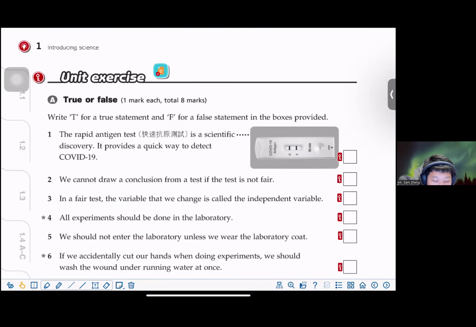While the unit exercise is the further exercise for you to do the revisions. If you have any other questions, please ask in the Google Classroom. I hope this video can help you to understand the 1.4 workbook exercise. So if there is nothing else, then good luck for your uniform test.